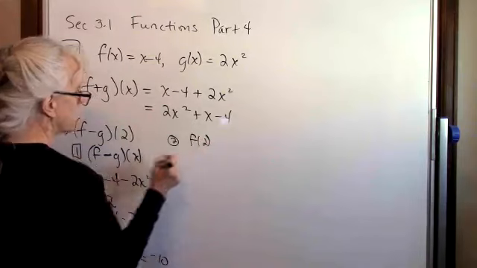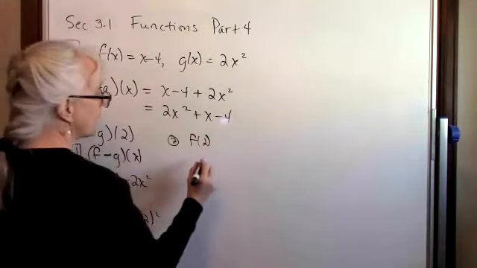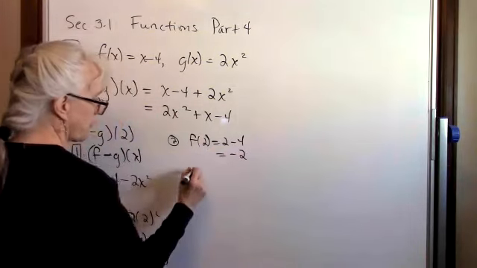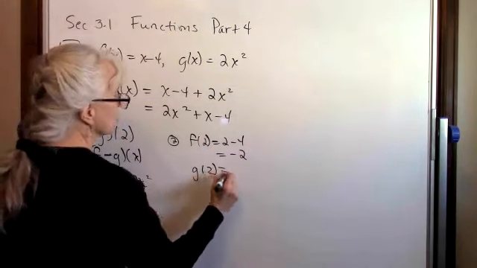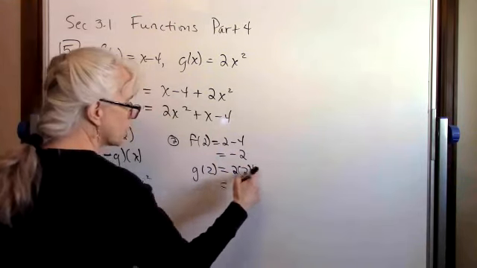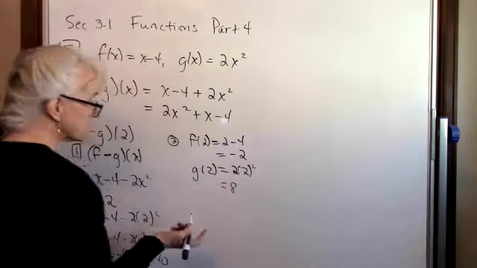So I can come in and plug 2 into f. So f of 2 simply is 2 minus 4, which is a negative 2. Then I can find g of 2, which is 2 times 2 squared. 2 squared is 4 times 2 is 8. And then I can subtract the 2.